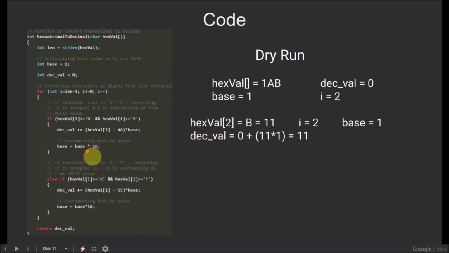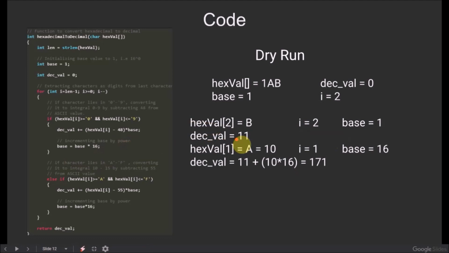We change the value of base by multiplying it by 16. Therefore, 1 into 16 will give 16. As the value of i is greater than equal to 0, we continue to the next iteration. Now the value of i will be equal to 1. As hex value 1 is an alphabet A, we convert it into its equivalent numeric value, which is 10. The decimal value will be the hex value 10 into the base 16, which gives 160, and we add that to the previous decimal value 11 to obtain the current decimal value 171. We change the value of base by multiplying it by 16.